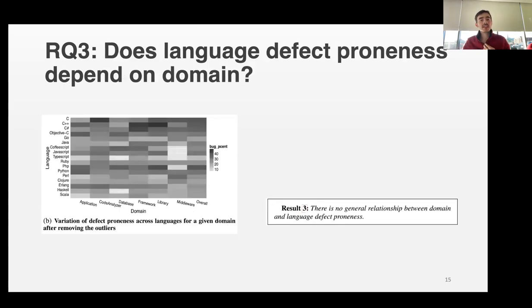So, does language defect proneness depend on the domain? They had these different domains that each project was put into, and they tried to analyze, for each programming language and each type of domain, whether that programming language in that domain could introduce more defects into the program. After removing outliers from the data, they saw that there was no relationship between the domain and the language that was being used in that specific domain.